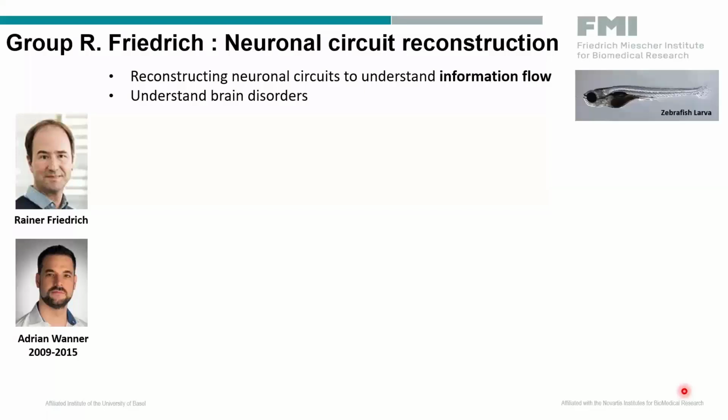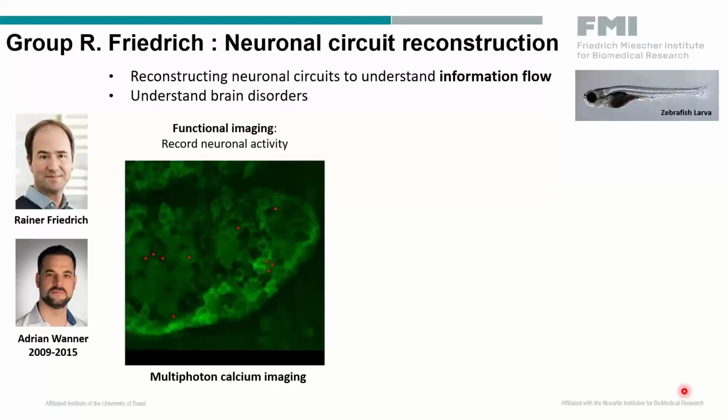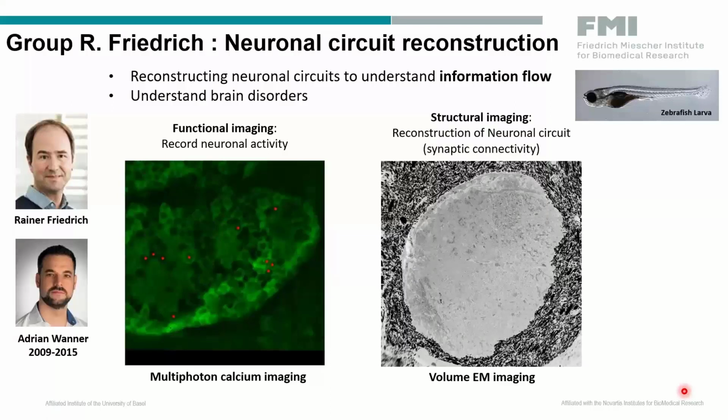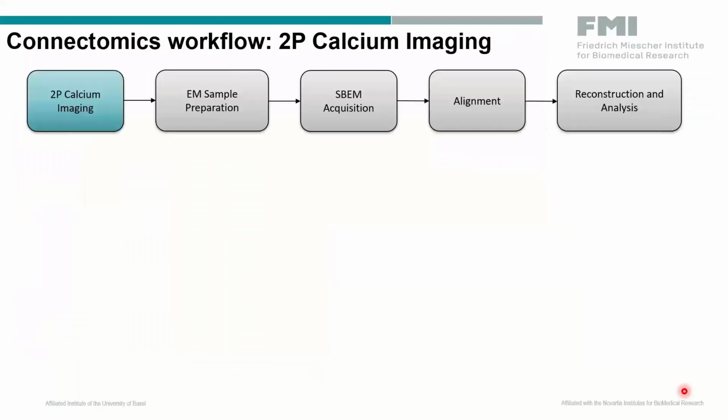For that, they use the olfactory bulb of zebrafish larvae. They use these larvae as a model system. To achieve this, they correlate neuronal activity patterns of the zebrafish olfactory bulb using multiphoton calcium imaging together with the reconstruction of neuronal circuits, neuronal connections, using serial block face scanning electron microscopy imaging.